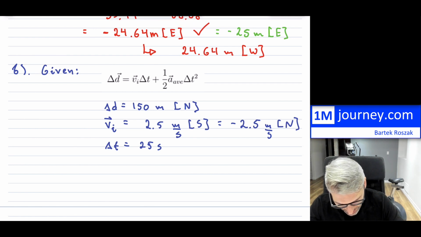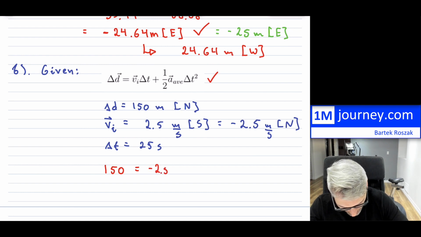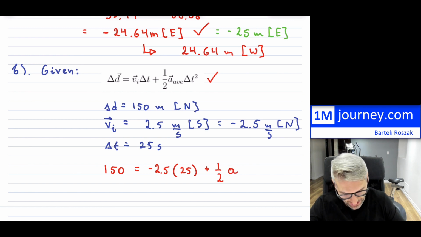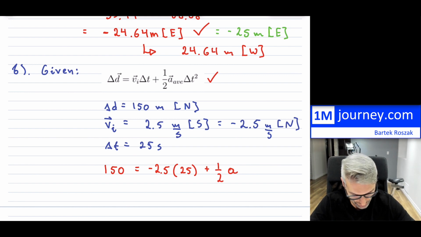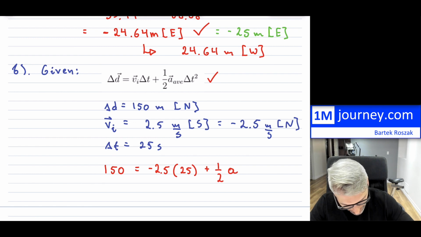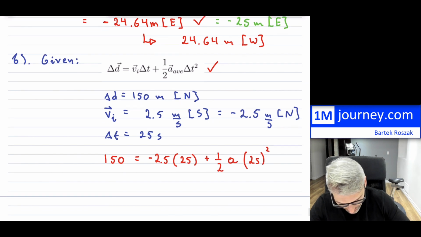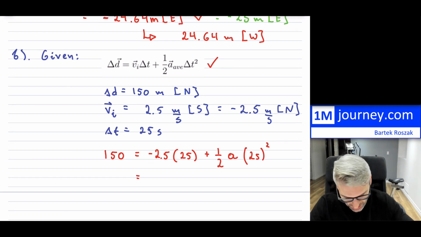All right, so now substituting all of this in, now that all the directions are the same, this is going to be 150. Units are fine, so I'll drop them. I'm just substituting into the equation. It's going to be negative 2.5, and this is going to be the time, which is 25 seconds. And now this is going to be plus 1/2. I'm looking for this acceleration. I'm going to just write it as a, so I don't have to write the vector and the average subscript, since I already know that everything is north. That's just a little bit of shorthand for me. And then this is 25 squared.